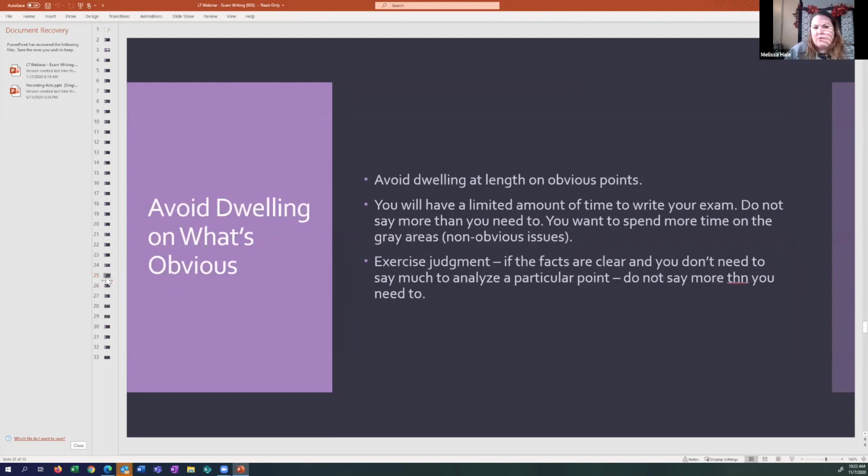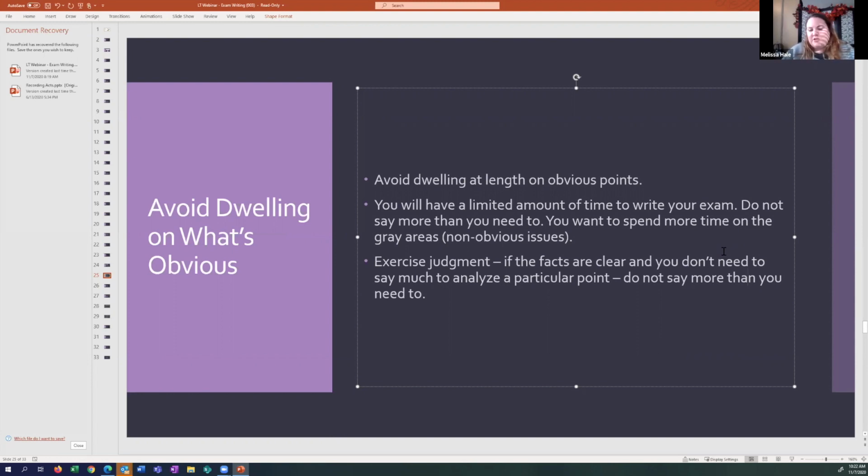And I want to be very clear. We said earlier that you have to explain things that seem obvious to you. So this does not mean you skip the obvious or you don't address it at all. We're just saying that if the fact pattern tells you that there's an amount in damages or that there's a contract or that someone acted intentionally, you don't need an entire page written about that. You touch on it and move on.